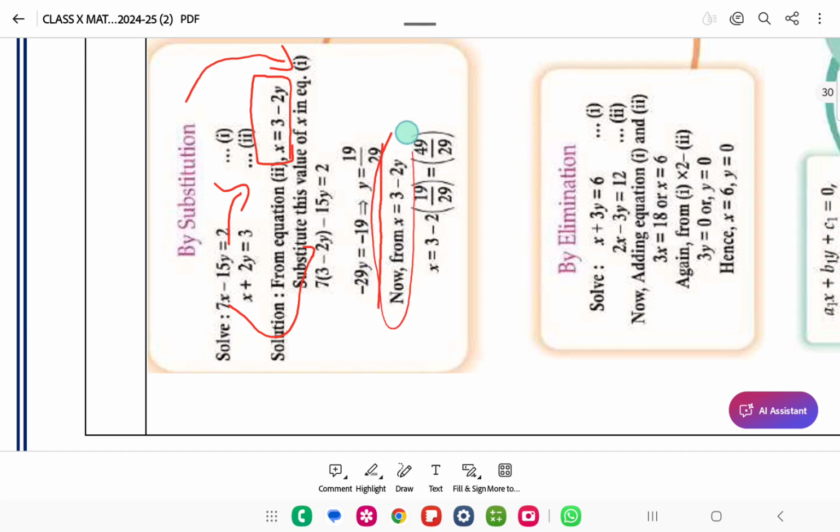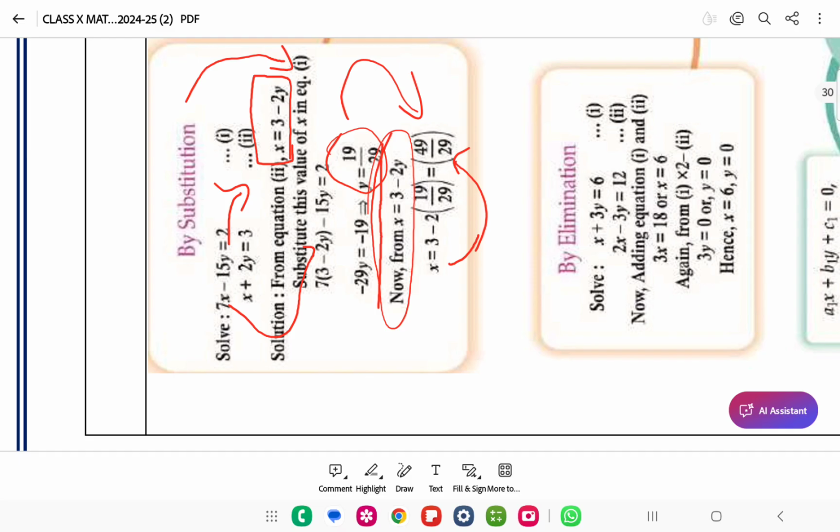Now from x equals 3 minus 2y, place the y value here, and you will get the answer, x equals 49 by 29. This is the value of x. By these steps you can find the x and the y values. The y value is 19 by 29. This is the substitution method.